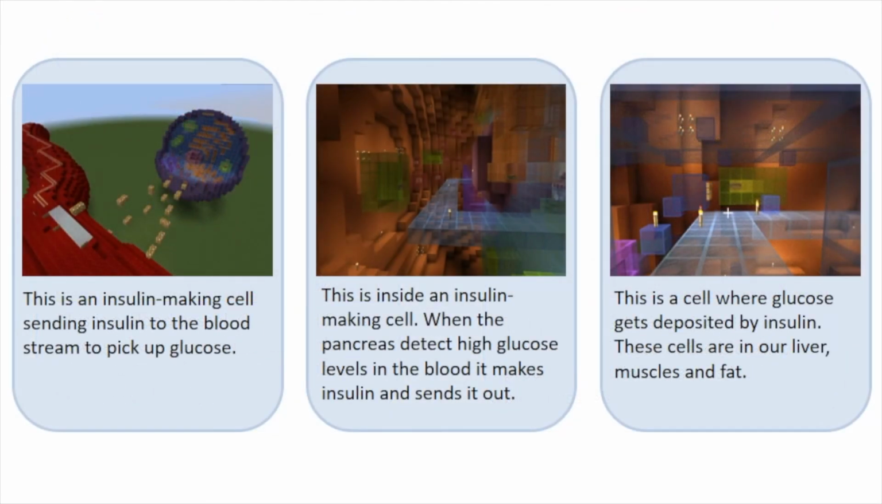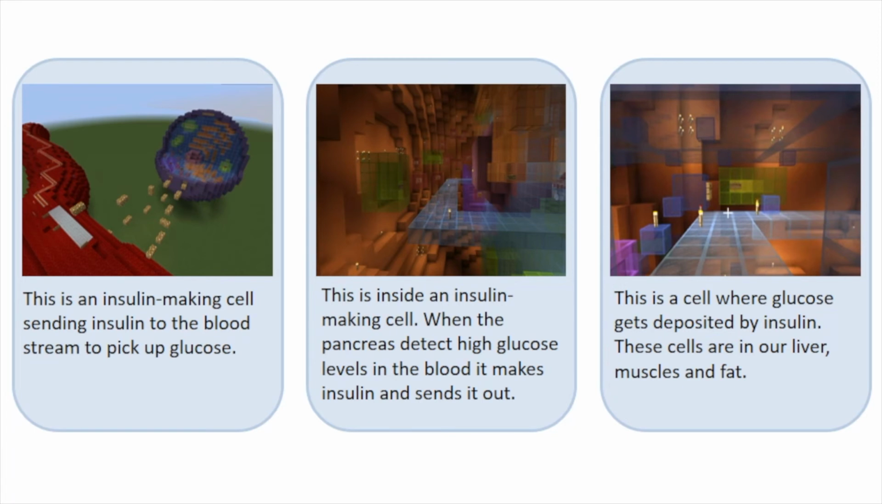Remember the islets of Langerhans in the pancreas from earlier? This image on the left is a cell from one of those islets of Langerhans. This cell makes insulin. In the picture you can see the cell has produced the hormone insulin and is sending it to the blood to pick up glucose.